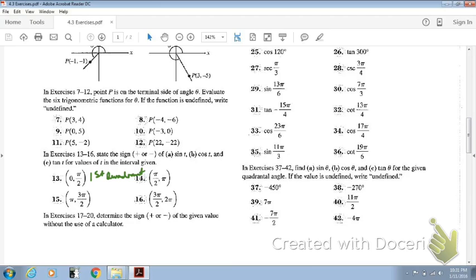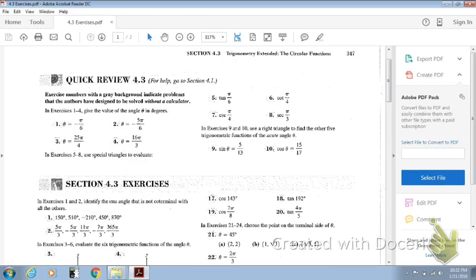15 goes from pi to 3 pi over 2. That's the third quadrant. So in the third quadrant, is your sine, cosine, and tangent positive or negative? For 17 and 19, you're supposed to do the same thing: figure out which quadrant it's in, and then whether it's going to be positive or negative.